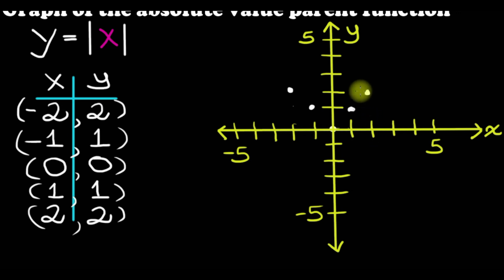Then we connect those points into a graph of the absolute value. That's what the graph of an absolute value looks like. It's a graph with a V shape. So this is the graph of the absolute value parent function.